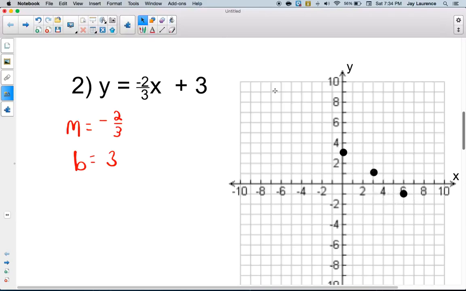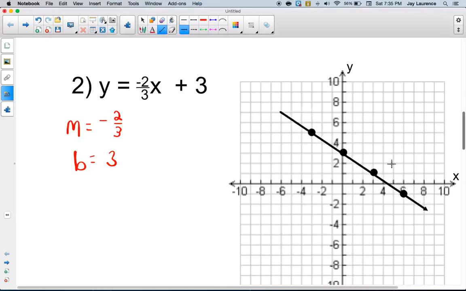Okay? Now, remember I said it didn't matter if the numerator or the denominator was negative? So I'm going to make the rise positive, but the run negative. So I'm going to rise 2, and I'm going to run negative 3. And there we go. And look, those 4 points are all on the same line. Okay, so I'll draw my line in. Rise 2, run negative 3.